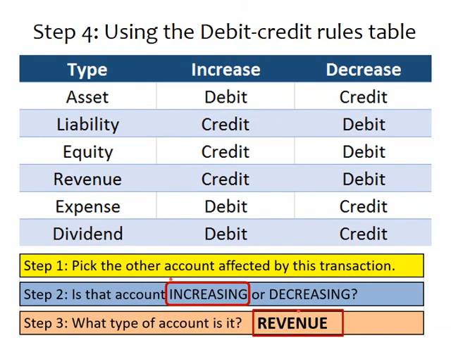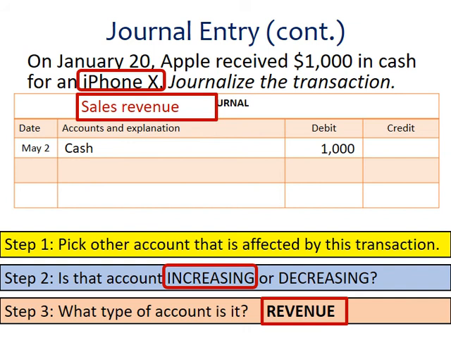Now, combining those answers, we can see what we need to do for the second half of the journal entry. We had an increasing revenue account. So how do we increase a revenue? With a credit. In our journal entry, we would credit sales revenue for $1,000. Notice that the name of sales revenue is indented because it is a credit, and we also put the credit in the credit column. The final thing we need to do to finish our journal entry is to put the memo line in, which is just a quick description of what this entry is for. In this case, we can simply write, sold an iPhone X.